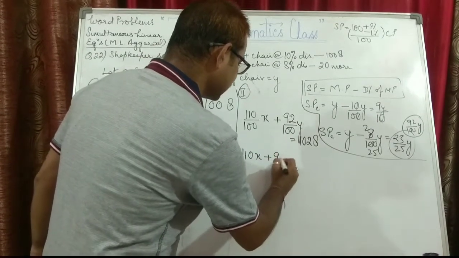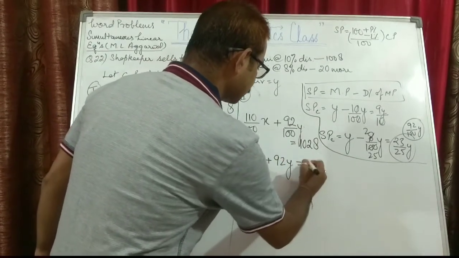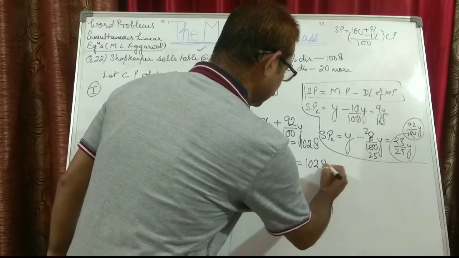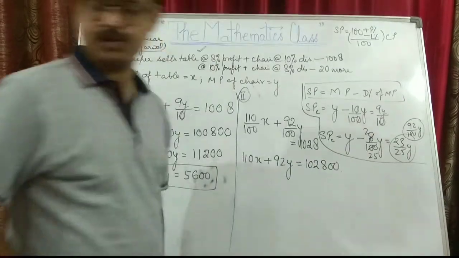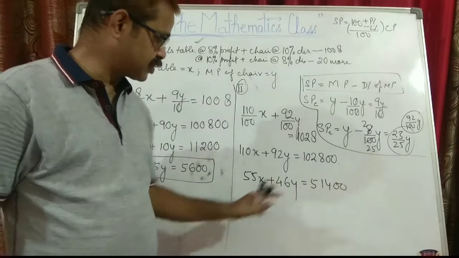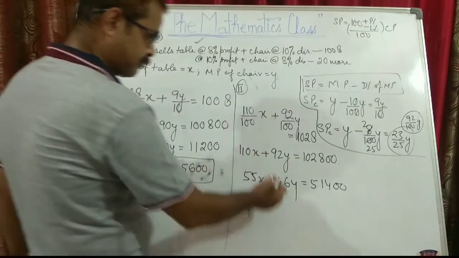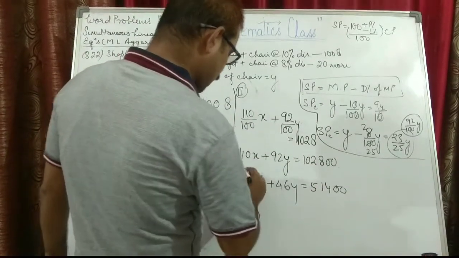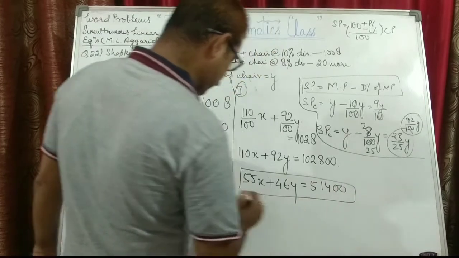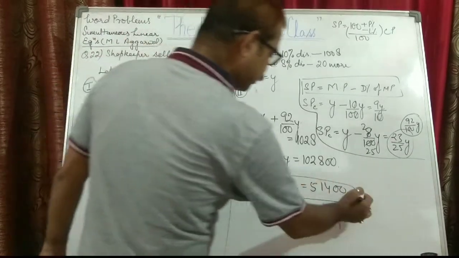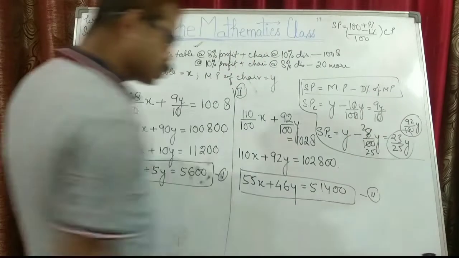110x plus 92y is equal to 102800. Now we will divide this equation by 2. So we will get 55x plus 46y is equal to 51400. Now we have got these two equations. Now these two equations need to be solved.